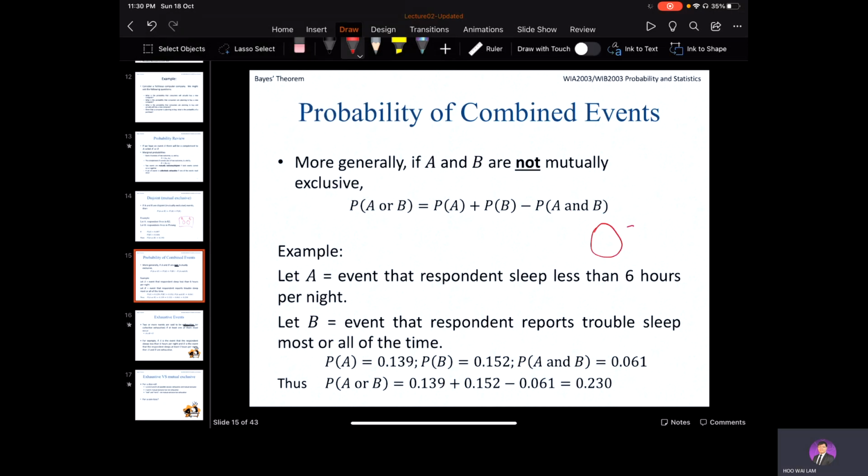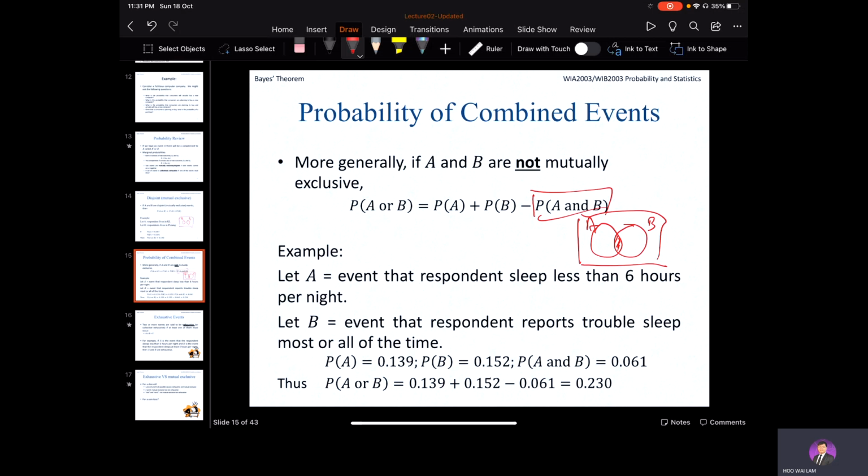Let's see, circle, and then you actually have this one. Because whenever it's not mutually exclusive, A and B can happen together. So in that case, A, B, so probability A plus probability B, when you are adding A and B over here, you actually add this particular middle region 2 times. That's the reason why you need to minus 1 round.